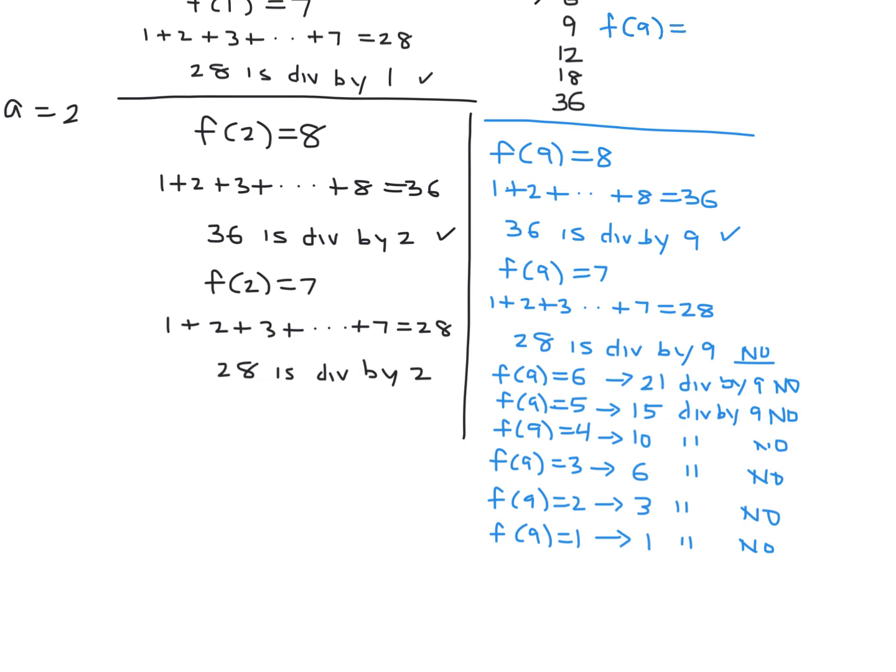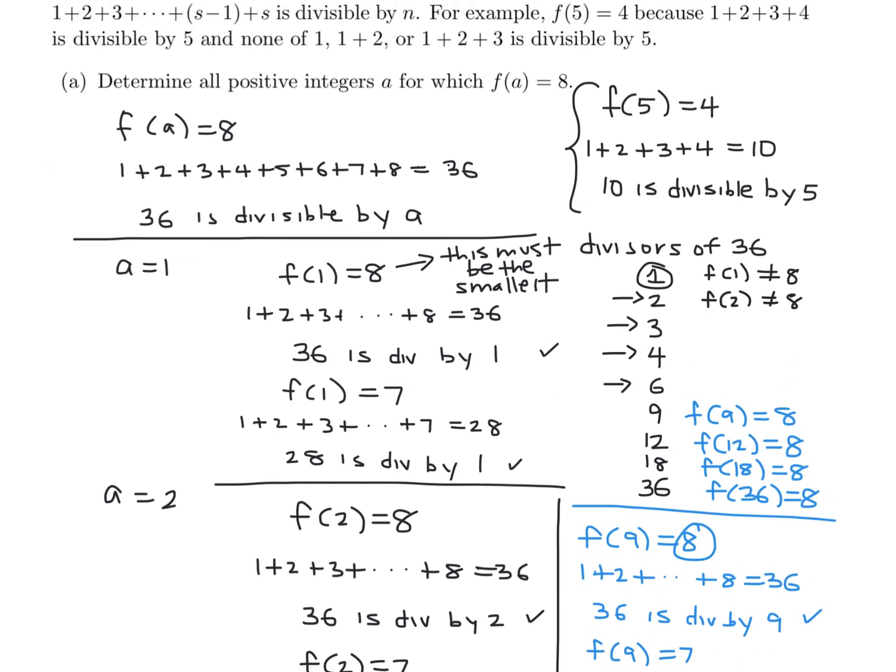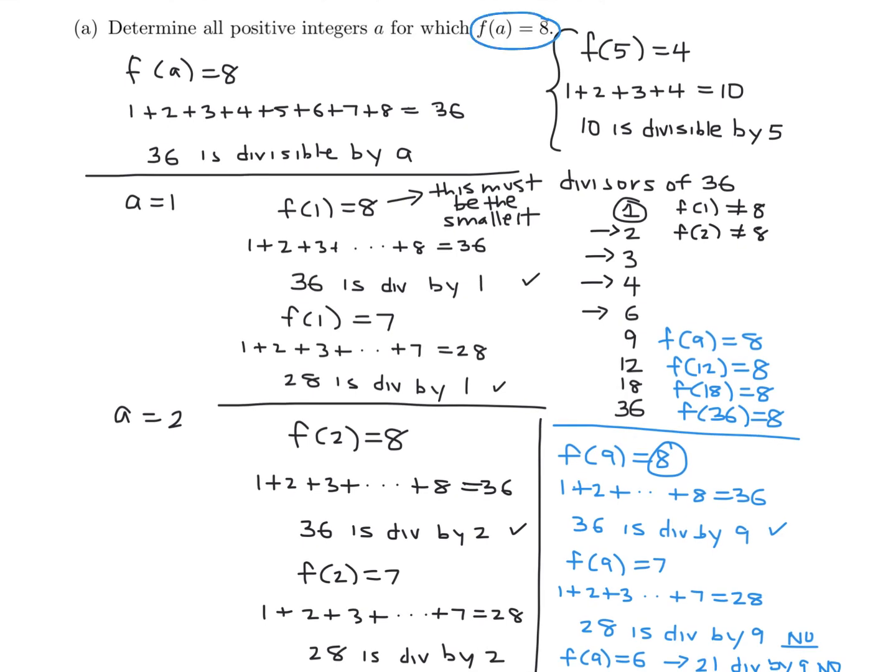We can conclude that yes, f at 9 is indeed equal to 8, because that's the smallest number. All the other ones failed. And in a very similar way, you can show this is also the case. I'll let you do those. I mean, it's the same thing. I don't think you need to hear me go through every single one. And f at 36 is also equal to 8. So these are the only ones that hold valid. So the values of a, for which f at a is equal to 8, are a equal to 9, 12, 18, and 36.